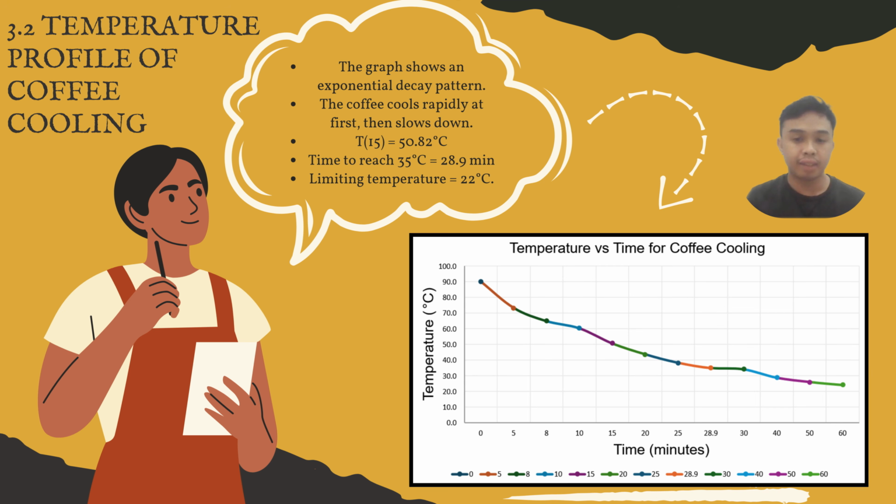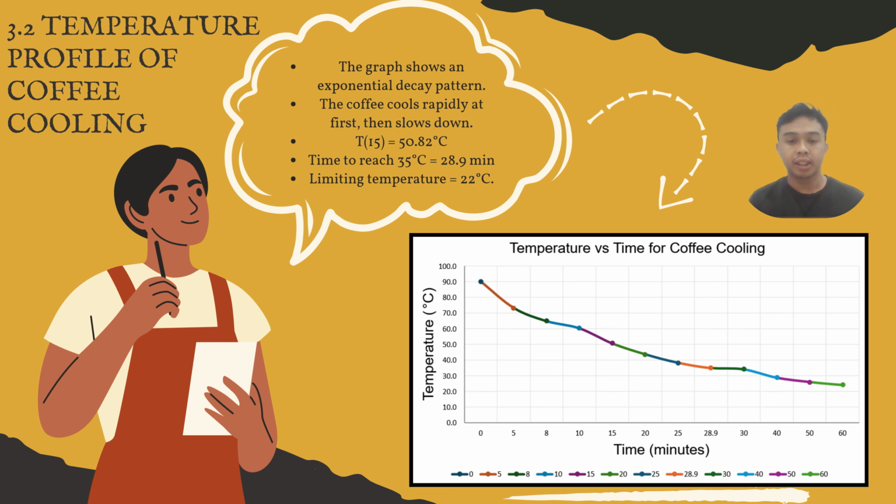As time increases, the cooling rate becomes slower because the coffee temperature gets closer to the ambient temperature of 22 degrees Celsius. This produces an exponential decay pattern, which matches Newton's law of cooling.